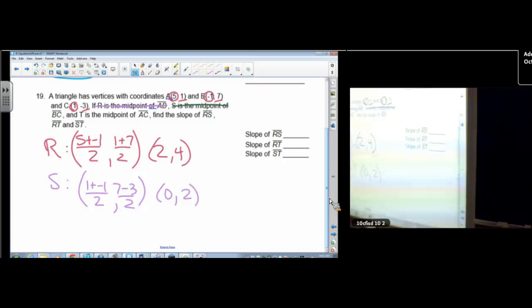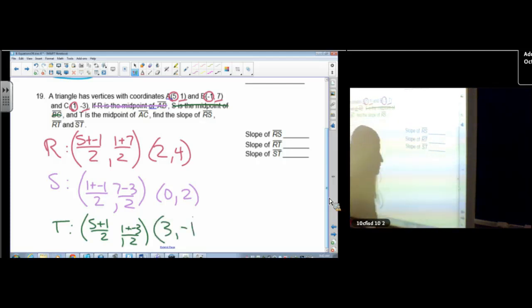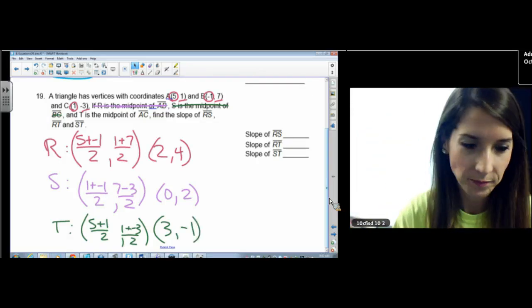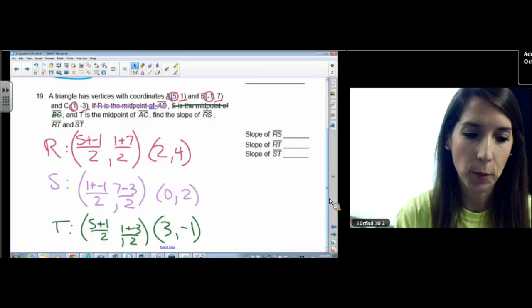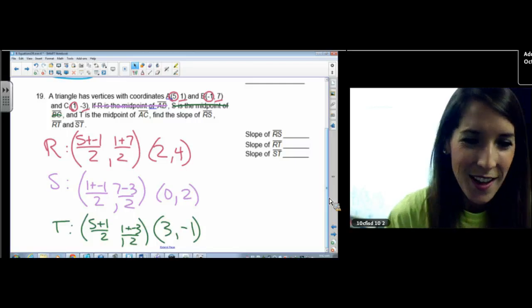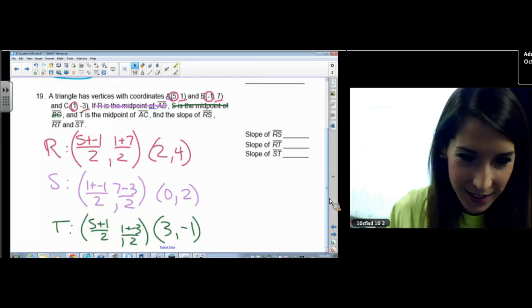All right, lastly, it was asking us for T, and that's the midpoint of AC. So add the circles and divide by 2, and add the underlines and divide by 2. So 6 divided by 2 is 3, and then -2 divided by 2. Did I do everything right? Are y'all checking me? I found R, I found S, I found T. We did midpoint formula 3 times. This is good practice. So now you're going to actually find the slopes.